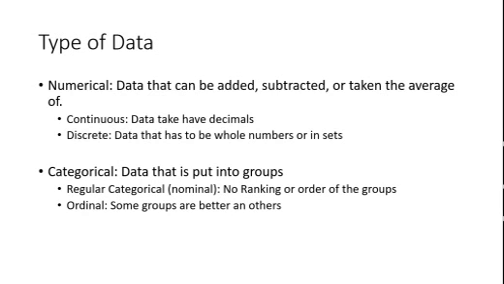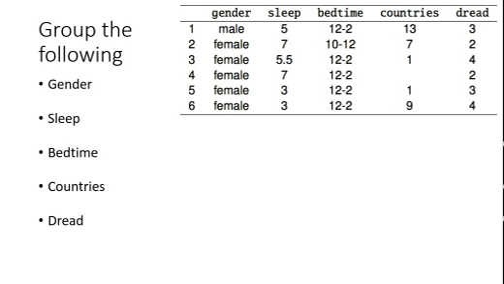It doesn't matter for it. And an ordinal means that there are groups that are inherently better than others, and they kind of go in order. Better might not be the right word, but they go in a progression, like your grade levels. The older you are, the higher up your grade is. So there is some sort of pattern that goes along with it. So that's your type.